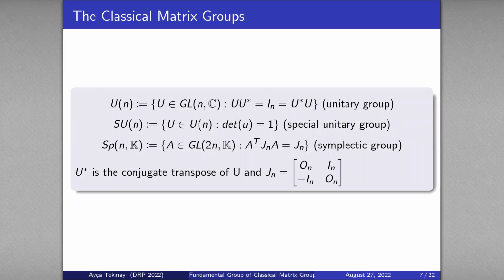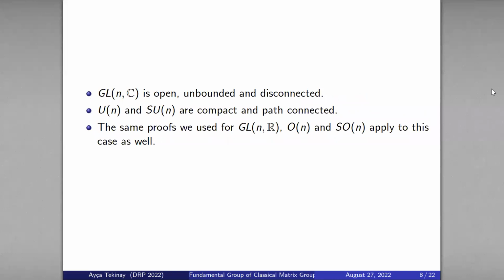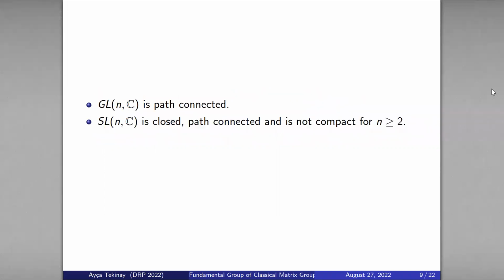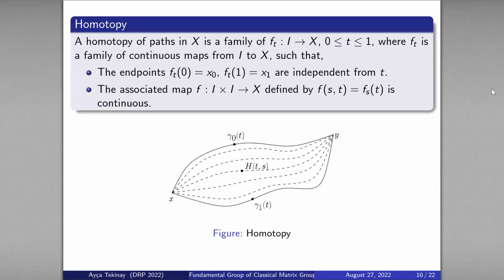So part 2 of our groups are the unitary group, special unitary group, and symplectic group. And the topological properties are similar. GL(n,C) is open, unbounded, and disconnected. And also U(n) and SU(n) are compact and path connected. The proofs are really similar to the first part, so we will not cover these. And also GL(n,C) is path connected, SL(n,C) is closed, path connected, and is not compact for n equal to or greater than 2. Now we can define the homotopy.